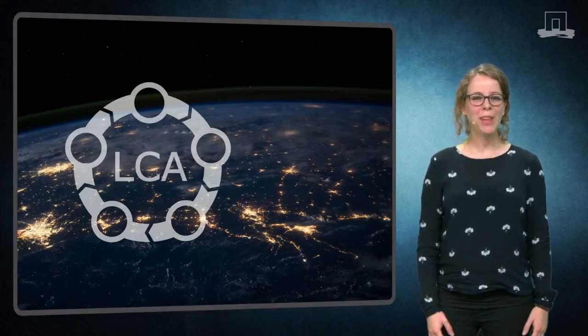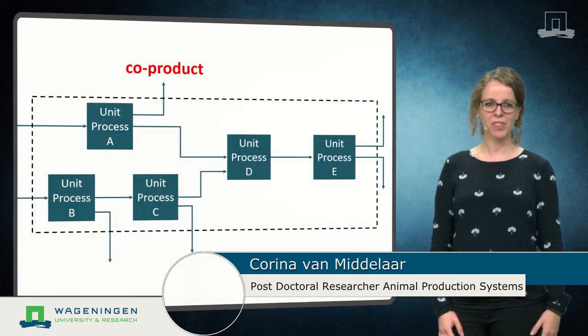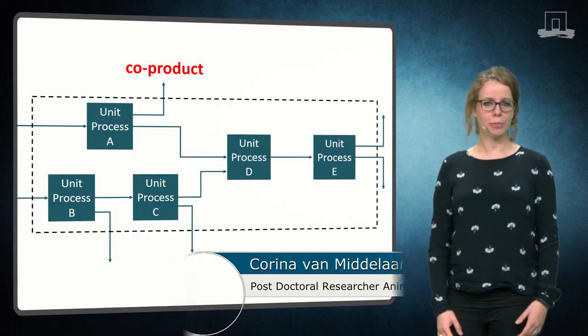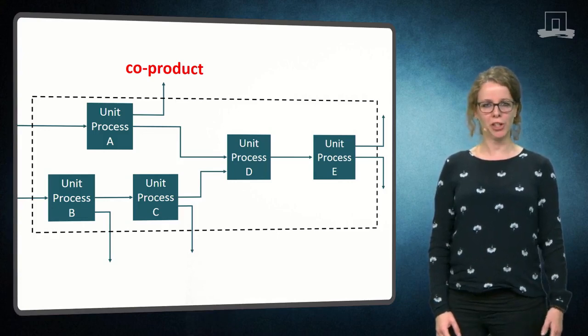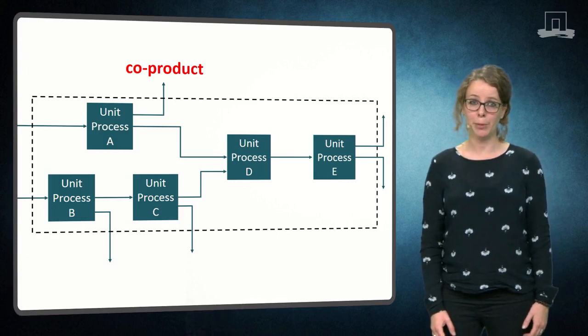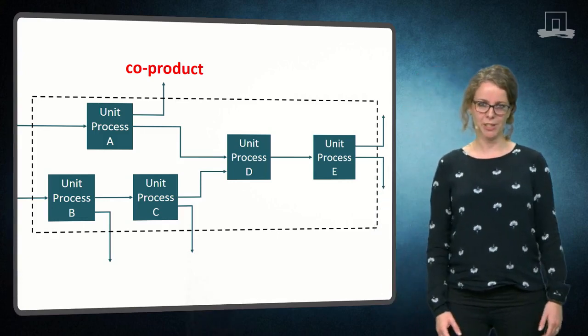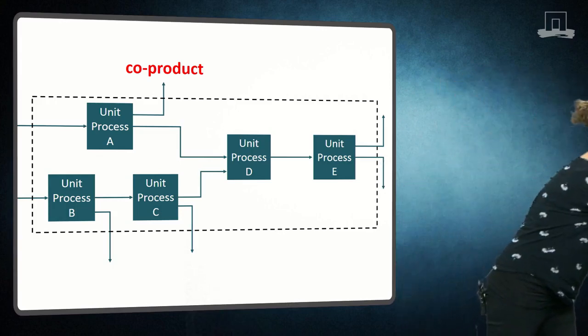Hi and welcome. In this video, we will discuss how to handle co-products. As you know, co-products are products produced alongside the production of the main product. This means that co-products are not the main purpose of the production activity and they are not driving the production process. I'm an animal scientist.